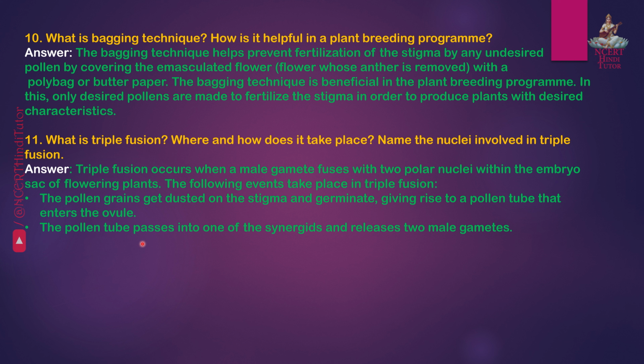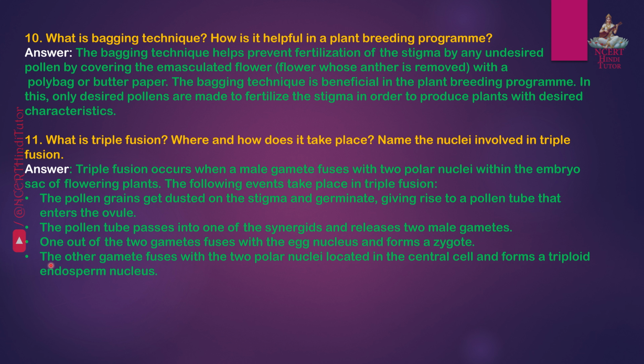Next, the pollen tube passes into one of the synergids and releases 2 male gametes. Next, one out of the 2 gametes fuses with the egg nucleus and forms a zygote. Next, the other gamete fuses with the 2 polar nuclei located in the central cell and forms a triploid endosperm nucleus. The nuclei involved in triple fusion are: first, a male gamete nucleus; second, 2 polar nuclei.